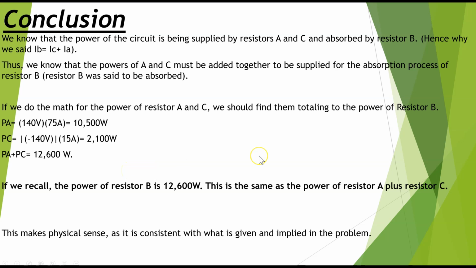In a real world application, this makes sense because the basic laws of the universe say that energy cannot be created nor destroyed. So what is supplied must be equal to what is absorbed, because there are no external forces involved in this. That is it. It's a great recap for AP Physics, I must say.